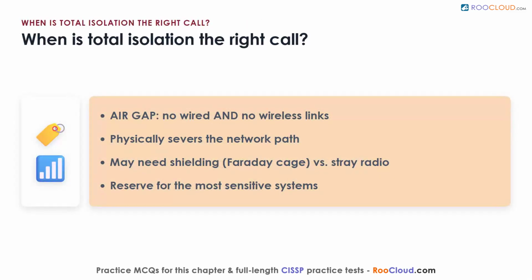When is total isolation the right call? Sometimes filtering is not enough, and you need to cut a system off completely. That is an air gap, where a machine has no wired and no wireless link to any other system. It physically severs the network path. Because wireless signals are everywhere, enforcing a real air gap can even require shielding, like a Faraday cage, to block stray radio. Think of a sealed vault with no doors, windows, or phone lines. You reserve this for the most sensitive systems, because the isolation that protects them also makes them hard to use.